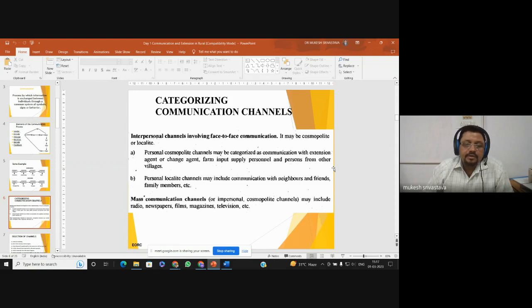If we talk about radio, many persons listen to radio every time. Newspapers have coverage of a specific area, locality, village, or rural area. Films also can be a medium through which we can make a change in a bigger population. Magazines and television, obviously television is also a bigger medium. Like I have already talked about Doordarshan in India. Doordarshan has a program like Krishi Darshan.